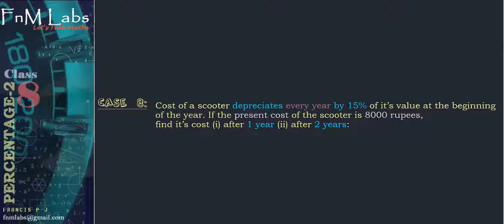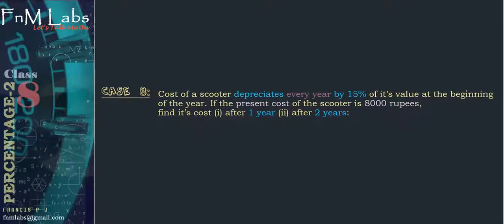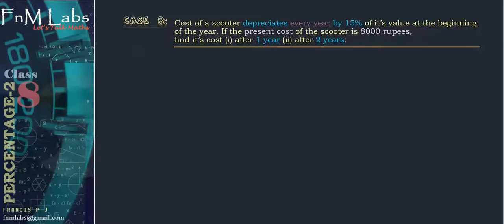If the present cost of the scooter is 8,000 rupees, you need to find its cost after 1 year, also after 2 years. Here the question is, find the cost of the scooter at the end of first year, also at the end of second year. So that the cost of the scooter is changed based on the depreciation amount.